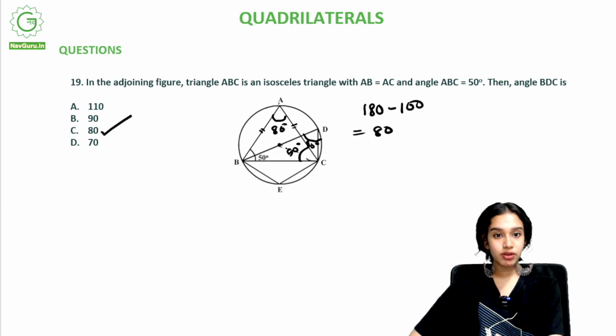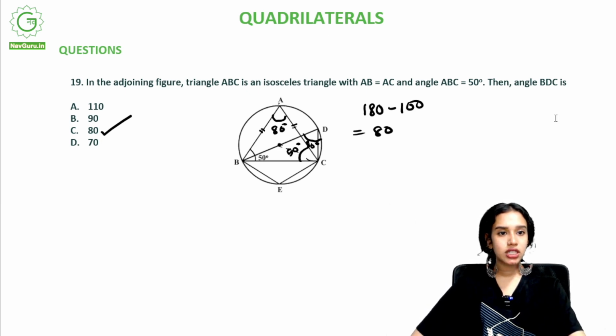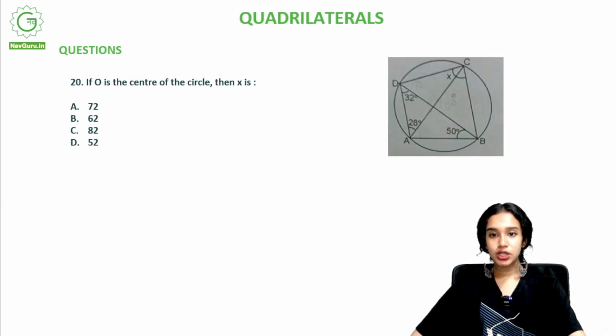So this would be 130. No, this would be 50 and 160, and 80 is half of it, right? Now we got the angle BDC to be 80. Let's move on to the next question.